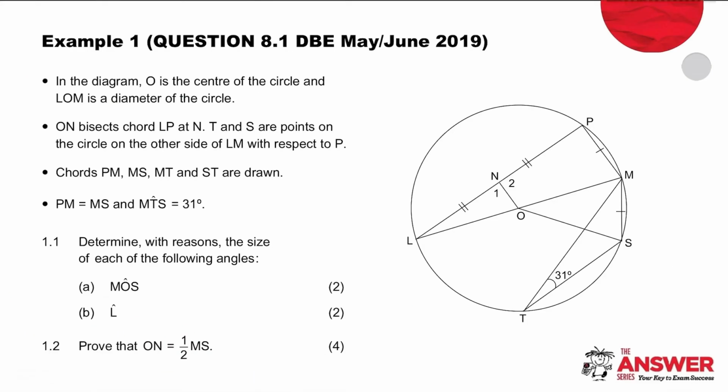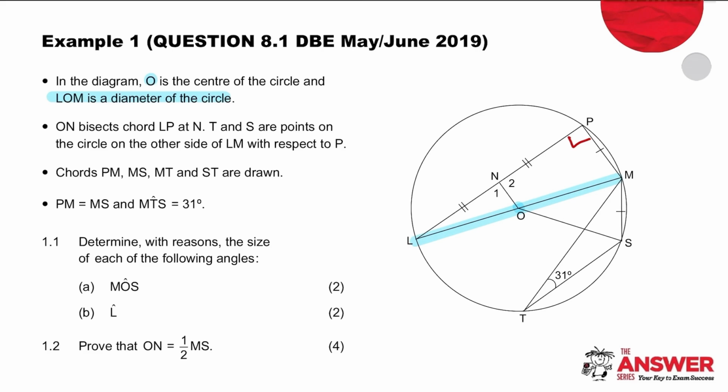In example 1, we are going to start by processing the given information. O is the center of the circle. We know that LOM is the diameter of the circle, and it doesn't help to just mark things off. So think about what you're marking. A diameter always subtends a right angle. We may or may not use that, but it's important to note it.